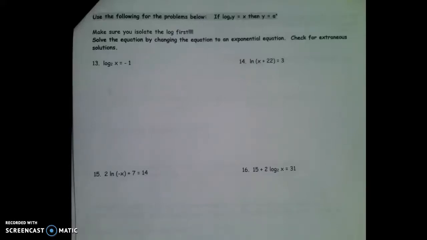Today we are looking at solving logarithmic equations where you have a logarithm on only one side of the equation.